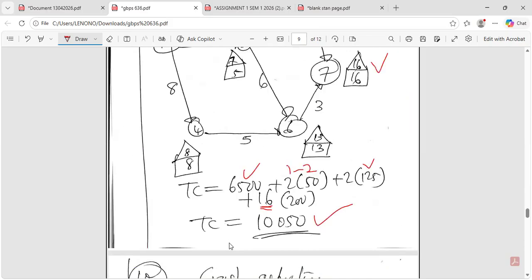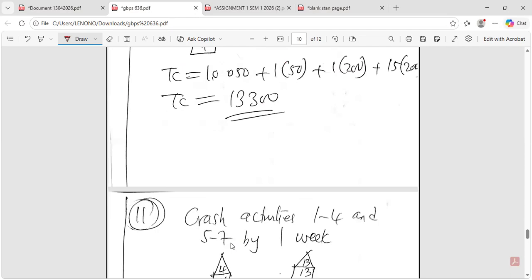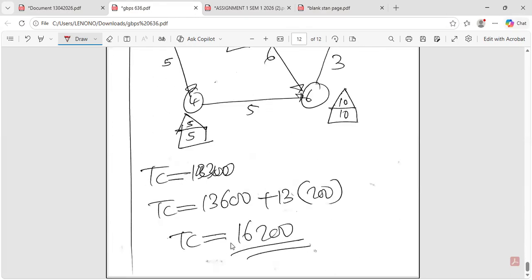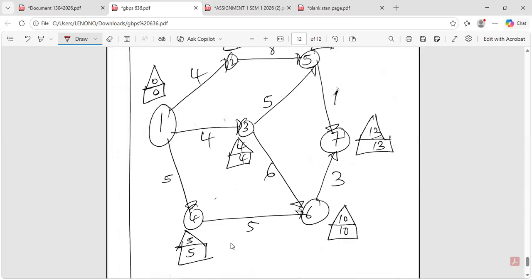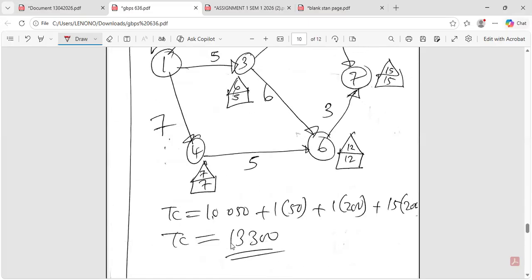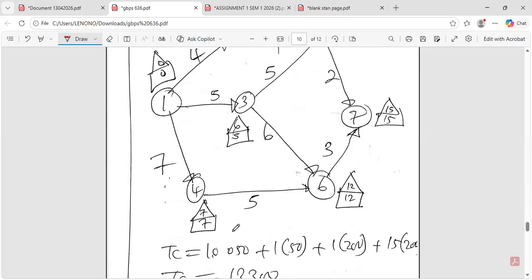So meaning that as we finish crashing, the total number of weeks that we were supposed to remain here with will be 13 weeks. Okay, that was the total crashed time for this project.